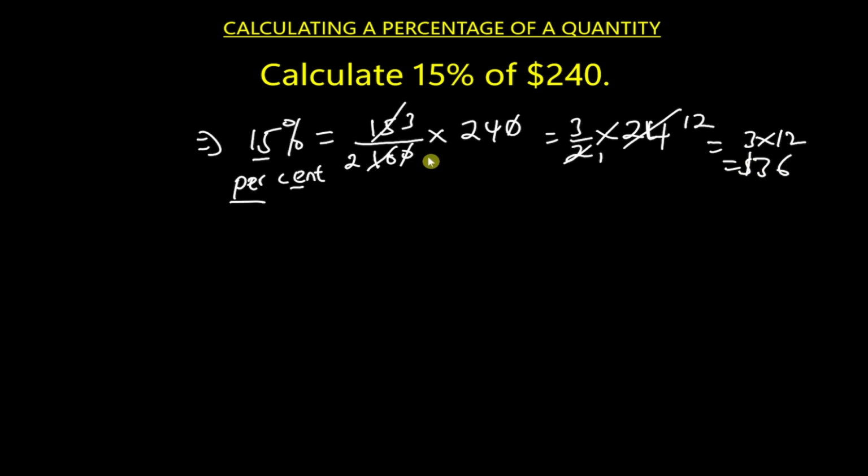That's how we can find a percentage of a quantity. First, you change the percentage into a fraction and then multiply it by that quantity. Or, when we change the percentage to a fraction, we can also change this fraction into a decimal. You just move 2 decimal places to the left, then you have 0.15. Then we multiply 0.15 times 240, and that will give us 36.